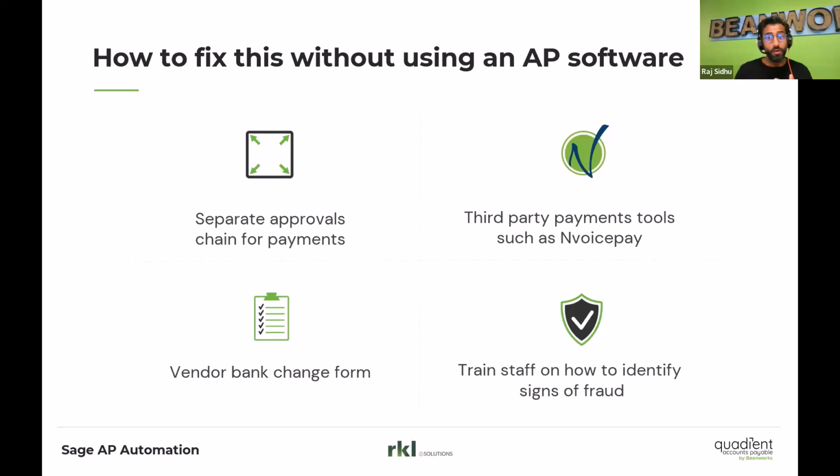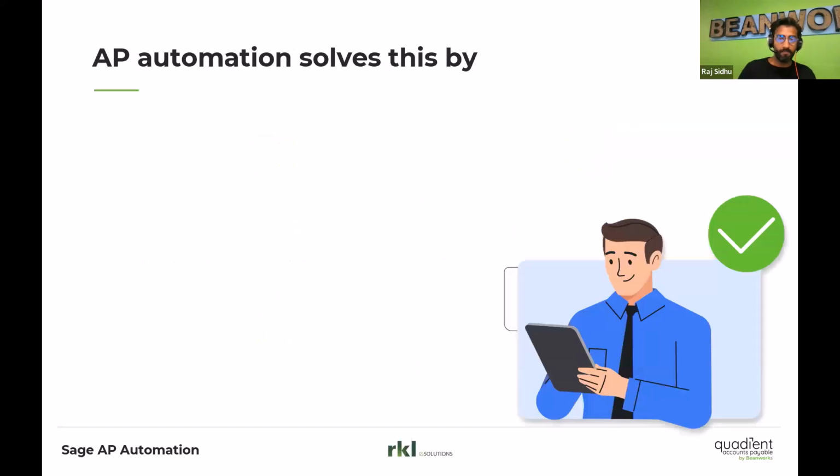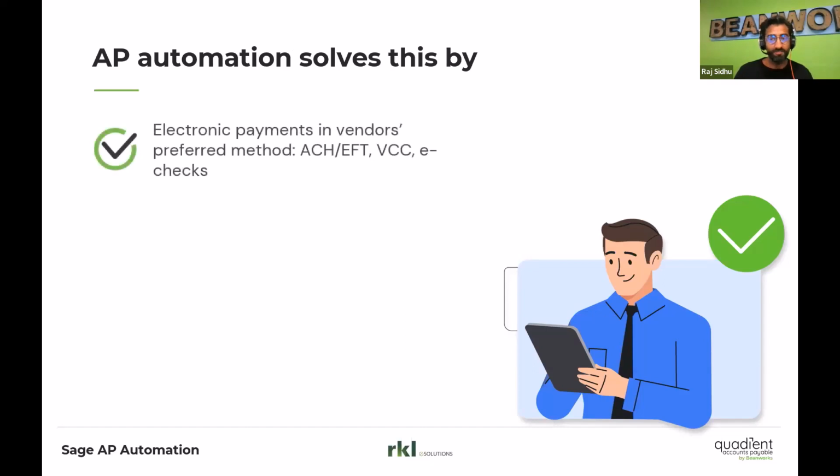So now, while these changes are a good practice to implement, you can definitely enjoy additional fraud protection with automated tools. So automated payments simplify a bulk of your payments-based worries. So first and foremost, you can pay your vendors in their preferred method of payment. So whether that's ACH, EFT, virtual credit cards, or paper checks.